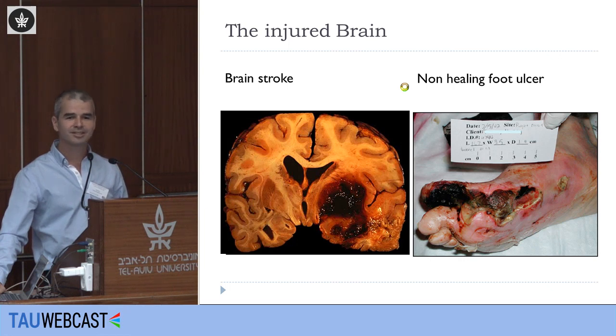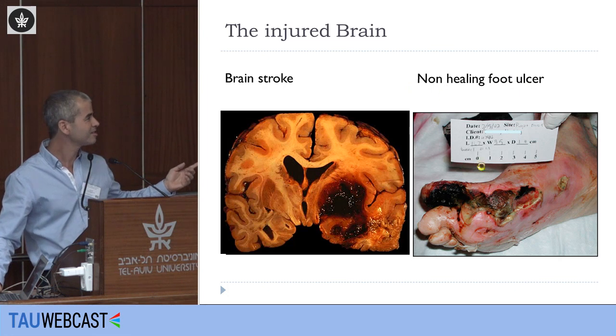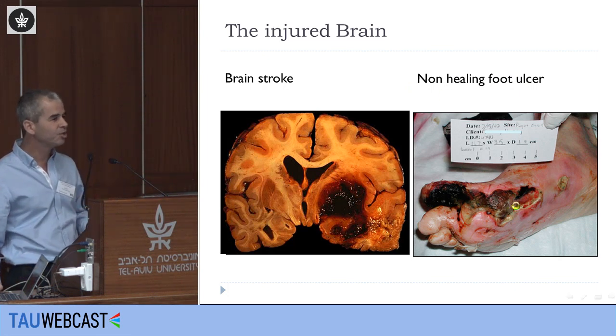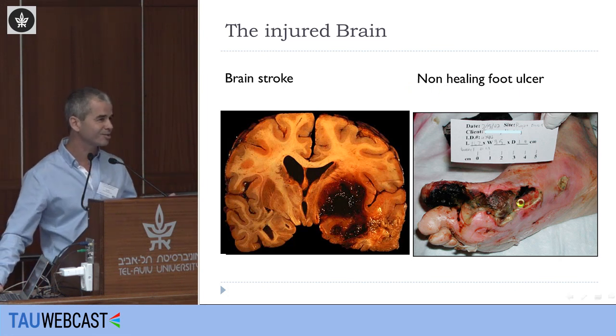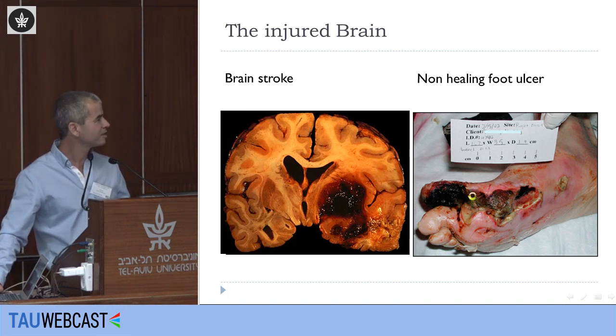You are looking at this, terrified, and this is the purpose of this slide. This is an ulcer in the leg. Some of us used to looking at that. And if we look at this ulcer, we will say that this part is completely lost because it's necrotic.